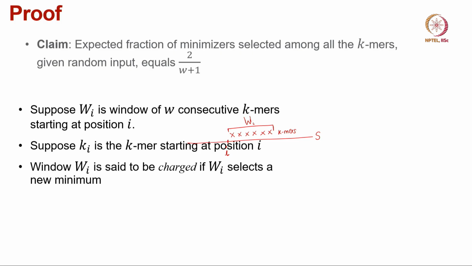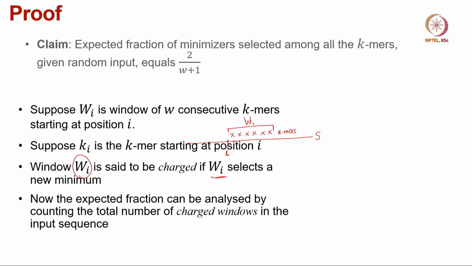Now, let me also define something known as charged. The window Wi is said to be charged if Wi selects a new minimum value, because remember that when we are sampling minimizers, we will say that Wi is charged if Wi selects a new minimum value. If it uses the minimum value from the previous window, then we will say that Wi is not charged, but if it selects a new minimum, then Wi is charged.